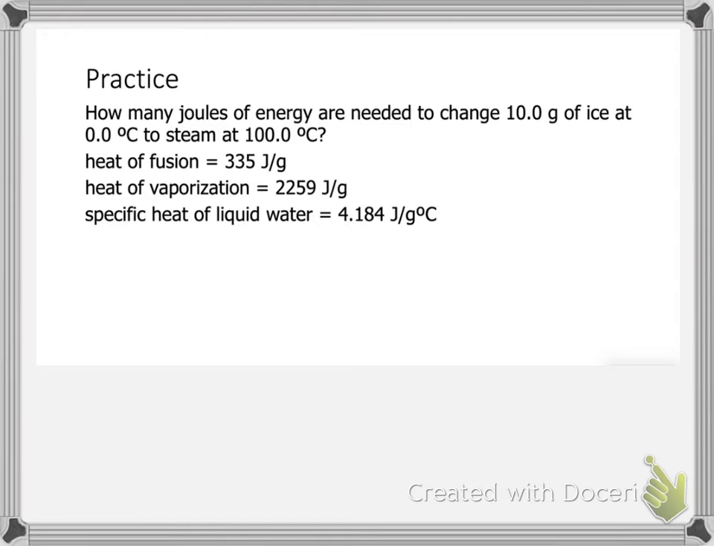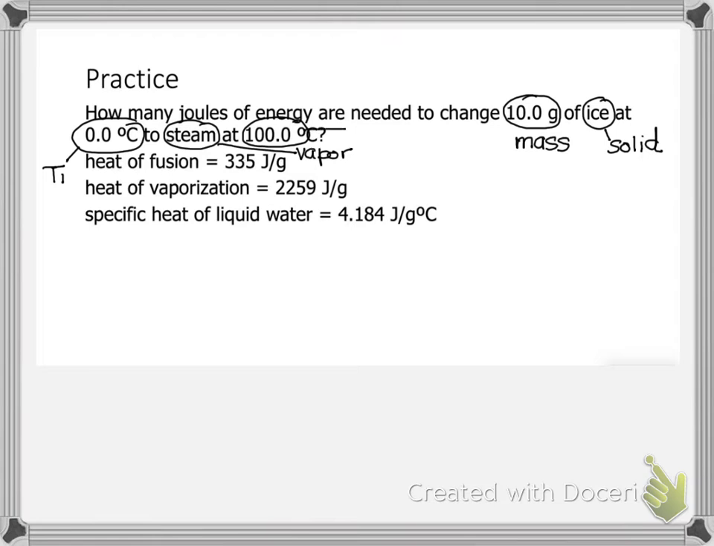So here's my practice problem, and I'm going to write down what they've already given me to start. So it says, how many joules of energy are needed to change 10 grams of ice? Okay, so there's my mass. Ice is a solid, so I'm starting at a solid. And this ice is at 0 degrees Celsius. That's where I'm starting. To steam, which is a vapor, at 100 degrees Celsius. That's my T2.